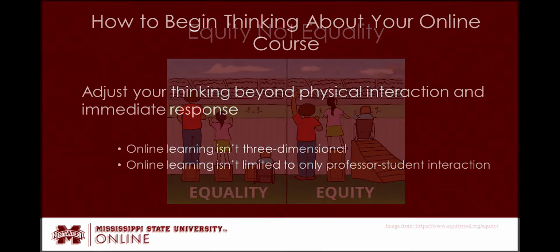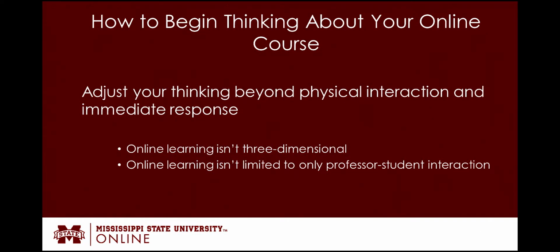All right, so here's how you need to start thinking about your online course. You've got to adjust your thinking beyond physical interaction and immediate response, because online learning is not three-dimensional, right? Unless they come to graduation, you're probably never going to physically be in the same room as your students. All right? So you have to think about, how is this going to work if I can't get an immediate response? The Socratic method could work. It might not work as well. So you've got to get out of three-dimensional thinking.